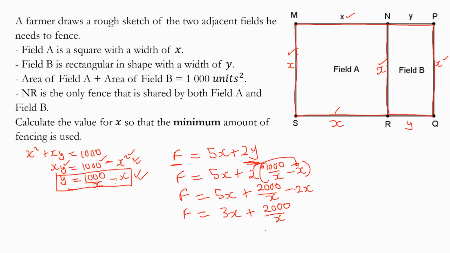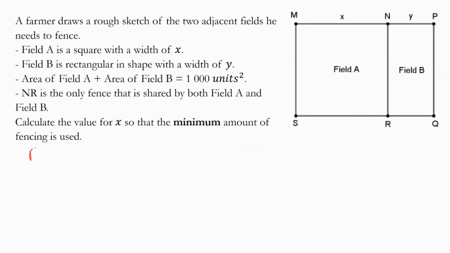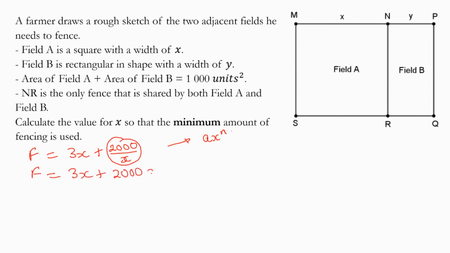Right, let's go to the next slide and use more space there. f equals 3x plus 2000 over x. And remember, for us to be able to differentiate using rules, our terms must be in the form ax to the power n, so that you can say n times a, and then x to the power n minus 1 to derive. So we must write this in this form. It becomes the fence is equal to 3x plus 2000 x to the power negative 1.